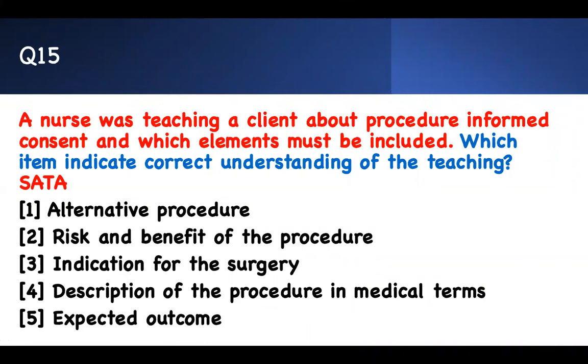A nurse was teaching a client about procedure-informed consent and which element must be included. Which item indicates correct understanding of the teaching? Select all that apply. Alternative procedure, yes, you need to tell the patient that there's another procedure that can save their life. Risks and benefit of what you're going to do. What is the indication of the surgery you're going to do?